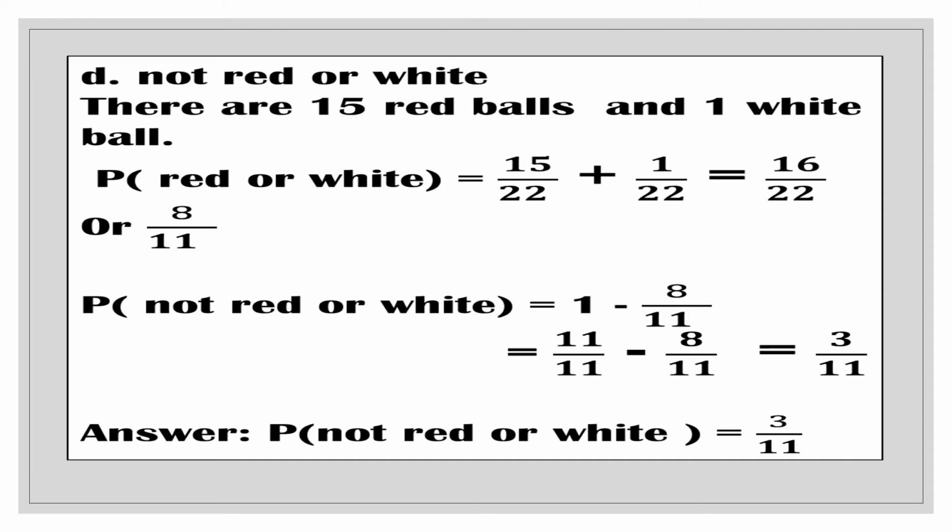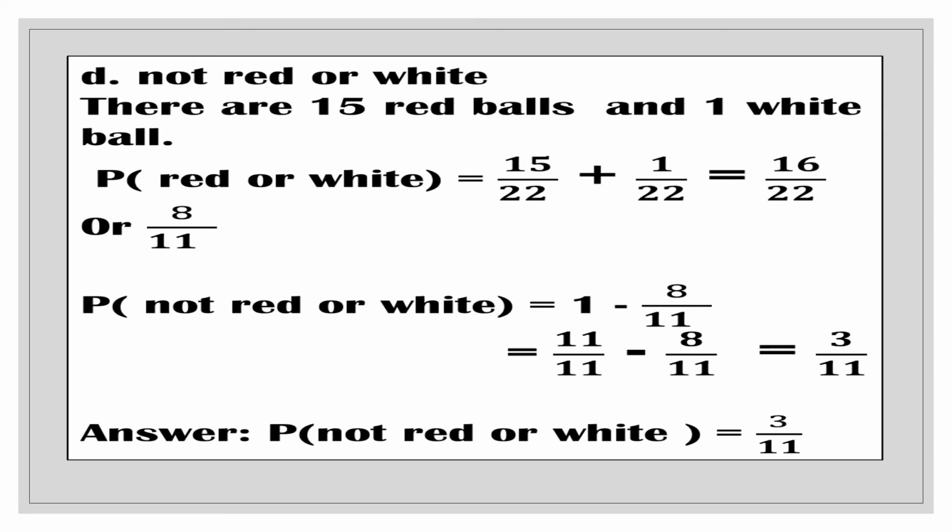So letter D. Find the probability of not red or white. So there are 15 red balls and white balls in the snooker. So the probability of red or white is equal to 15 over 22. The probability of a white, 1 over 22. So simply add 15 over 22 plus 1 over 22 equals 16 over 22. Reduce that into lowest terms, we come out with 8 over 11. So this is the probability of an event happening.